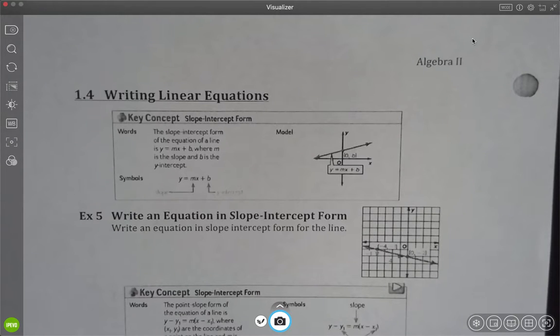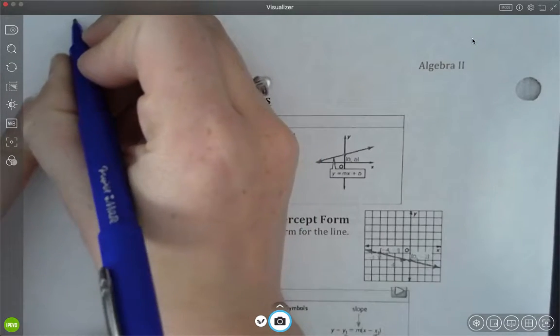Writing linear equations. We have to review from yesterday. Let's talk about slope for just a second. So, let's do the slope of.